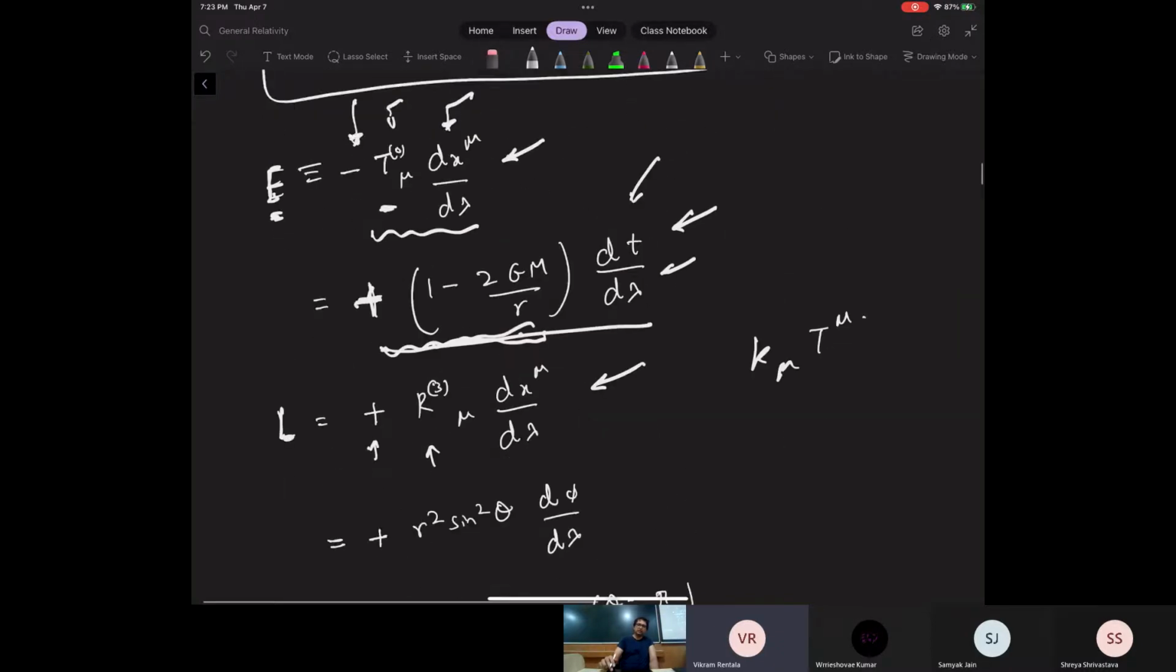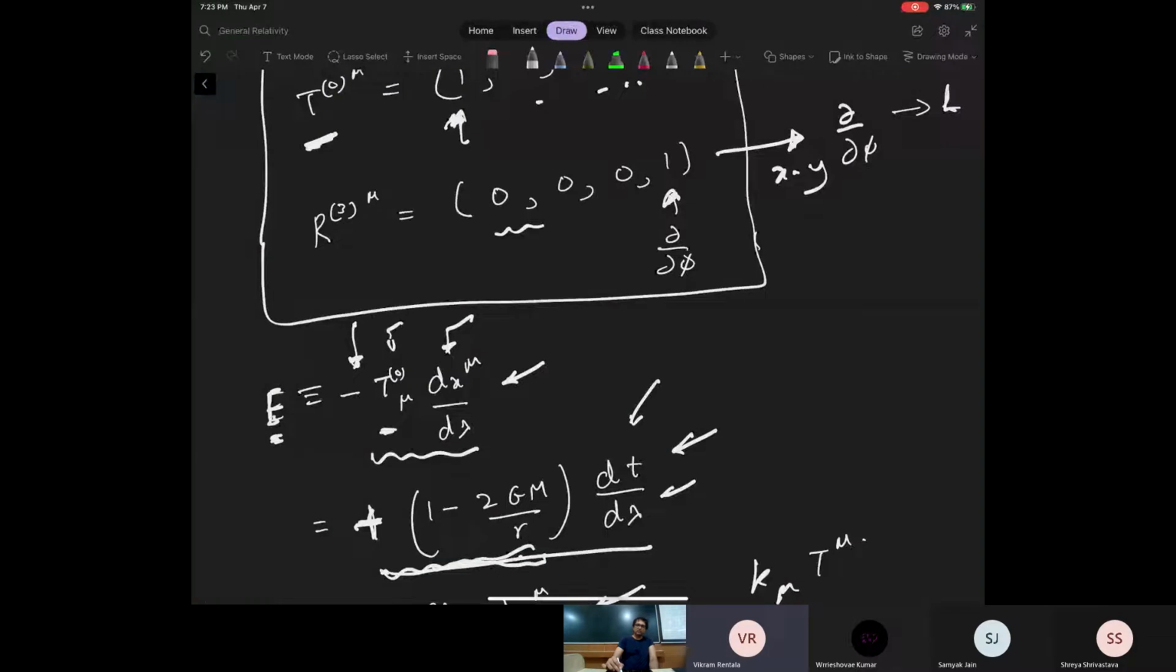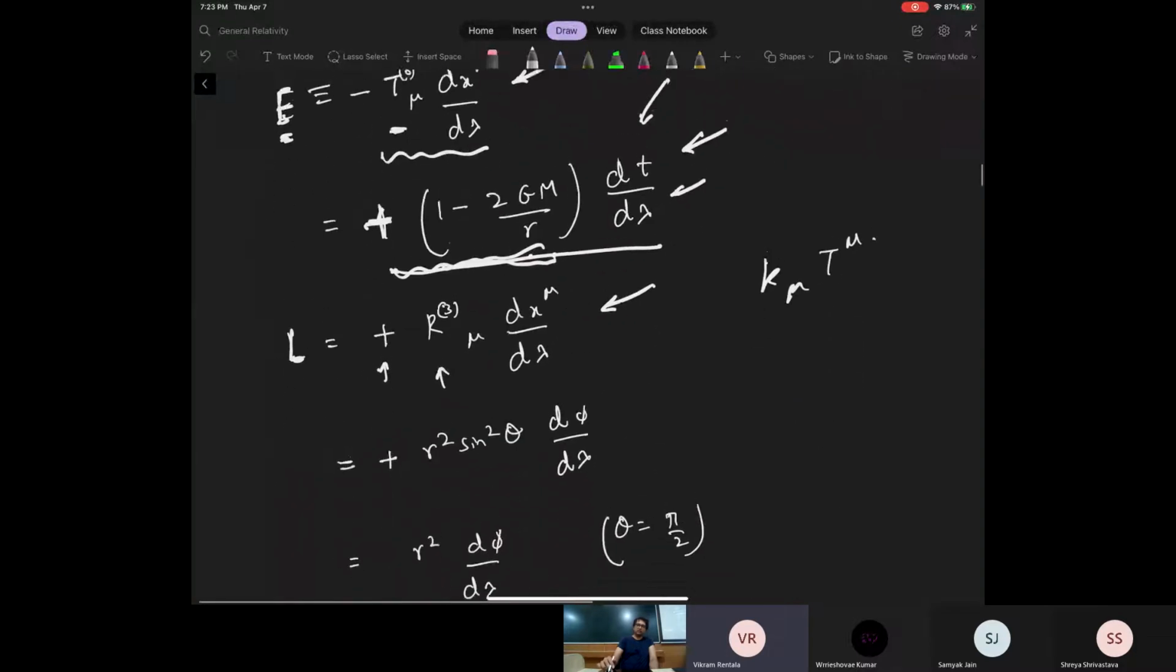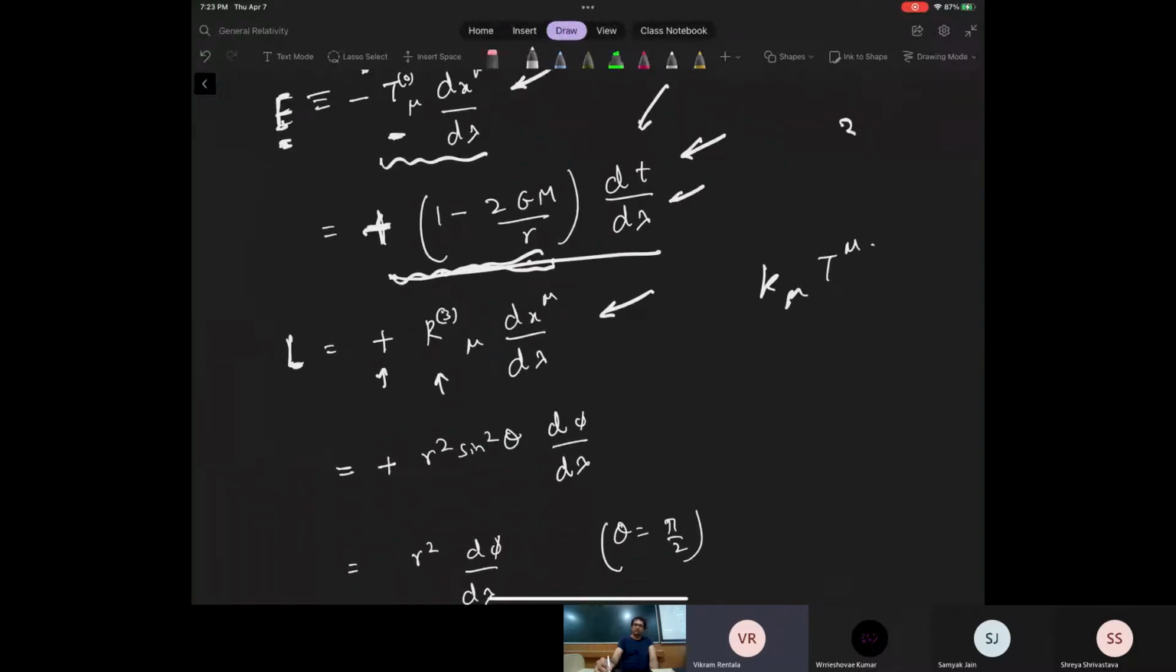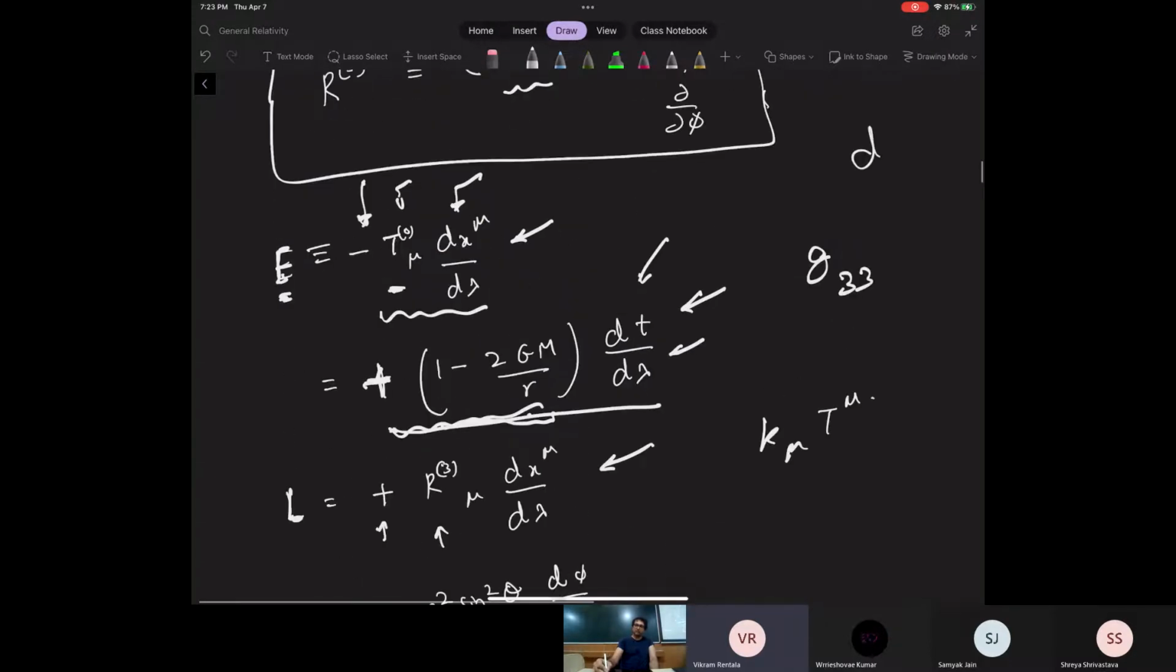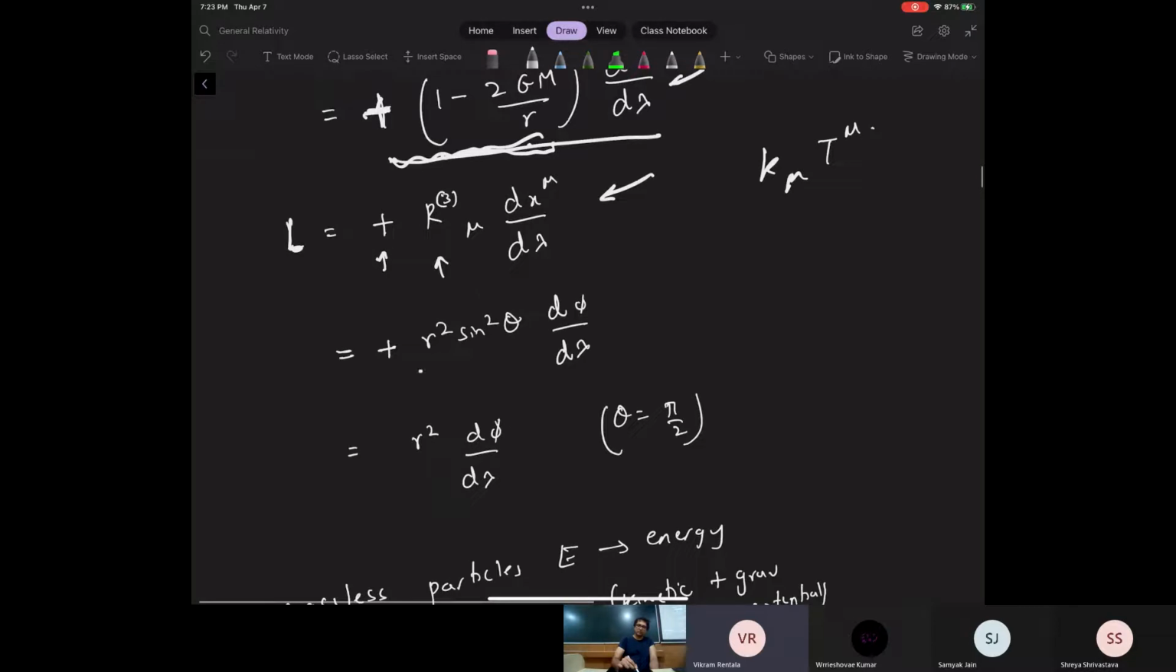Okay, and again, the Killing vector is (0, 0, 0, 1). What we want is the 3,3 component of the metric, G33. The 3,3 component is the coefficient of dφ², which is r² sin²θ. And for dx^μ/dλ, we only take the 3 component, which is dφ/dλ. So the net product is r² sin²θ dφ/dλ.